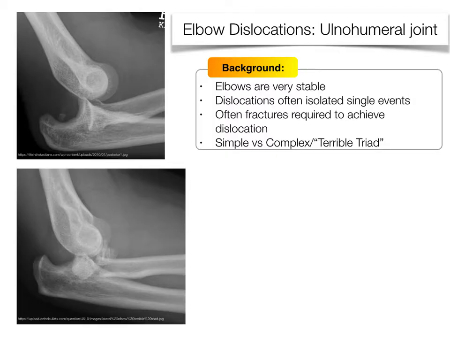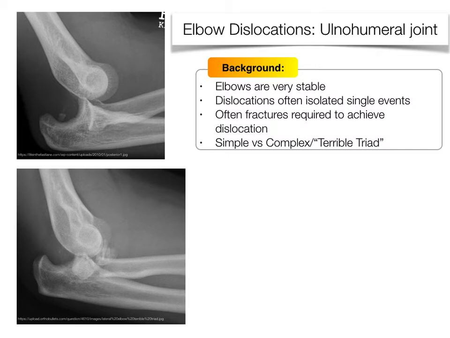So now that we know this, let's look at elbow dislocations. And by elbow, we typically mean the ulnohumeral articulation. These are sort of classed as simple or as terrible triad. The x-ray on the top left shows a common type of simple dislocation. You can see the humerus has jumped over the coronoid process of the ulna.